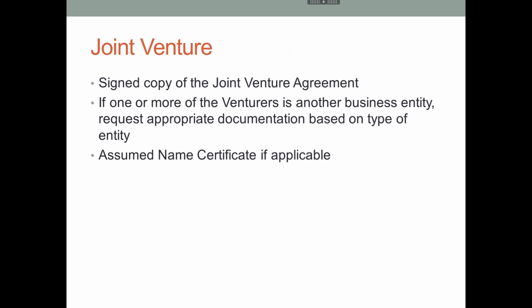Two more here. Number one is a joint venture. Again, it's something that's a lot less common. But if you do see something with a joint venture, you're going to want to make sure that you have a copy of the joint venture agreement. And again, if they layered their management with another entity, make sure that we're requesting that type of documentation as well.